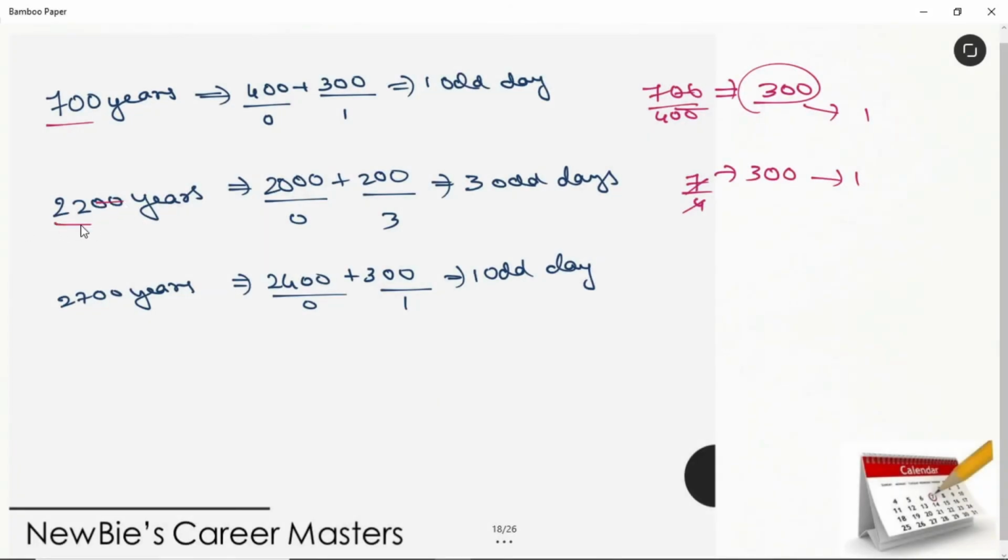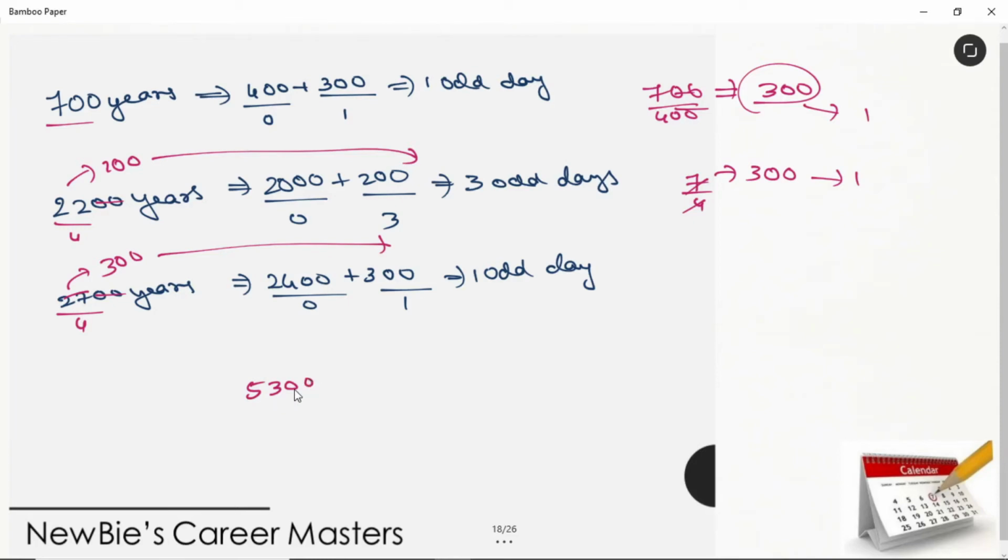Similarly here, ignore the last 2 zeros. Take this value 22 divided by 4. What's the remainder? 2 is the remainder. Consider this as 200 years. In 200 years, there are 3 odd days. Similarly, ignore the last 2 zeros, divide by 4. What's the remainder? 3 remainder. Consider this as 300. How many odd days are there in 300 years? One odd day. Am I clear, everyone?